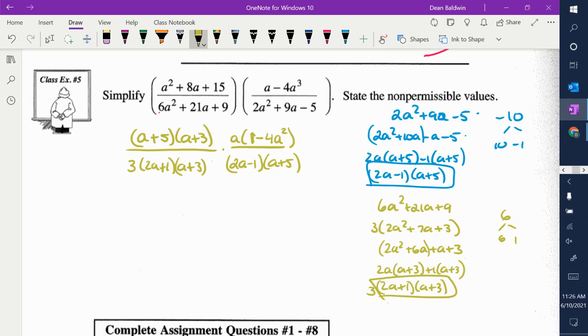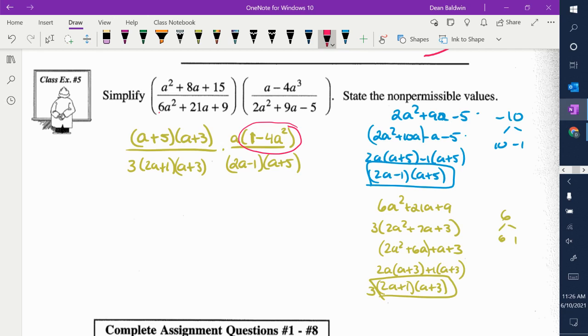Okay. There's one last thing we can do. This thing, when you see two terms separated by a subtraction sign. Is that a difference of squares? Yes, it is. You ask yourself, can you square root both terms? And you can. So we can do it at the end though.